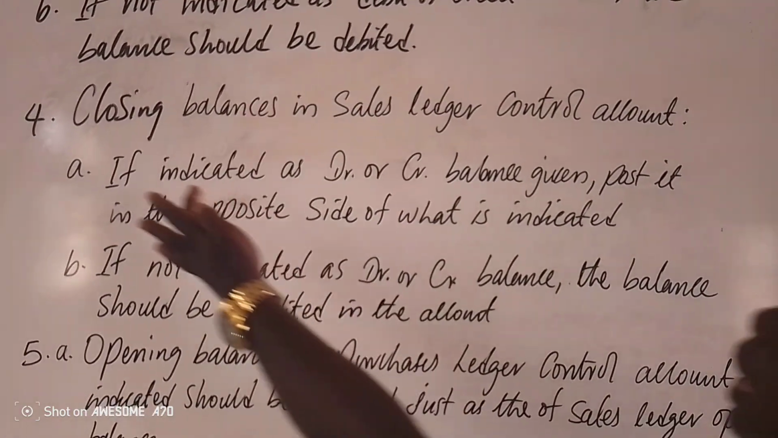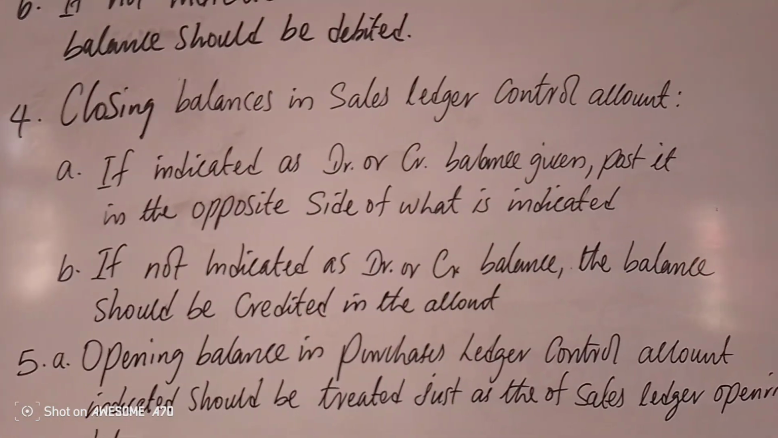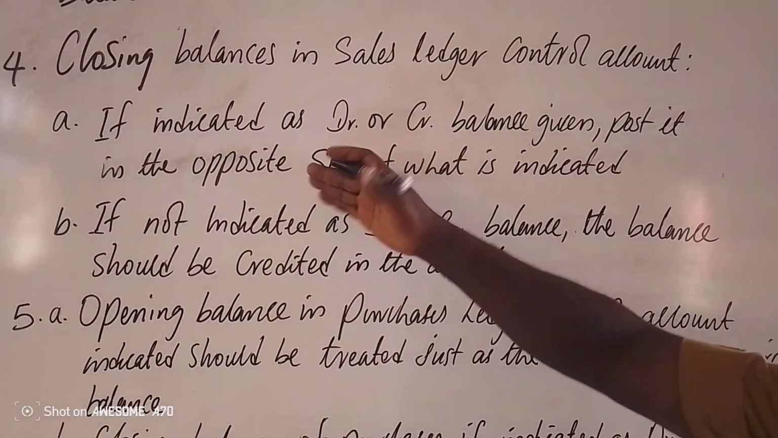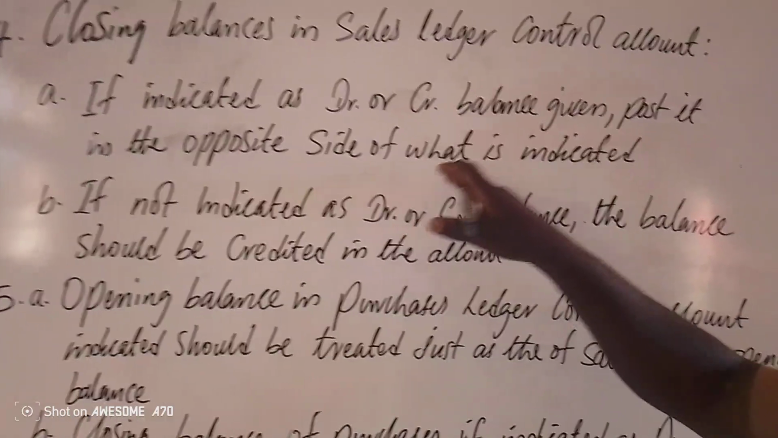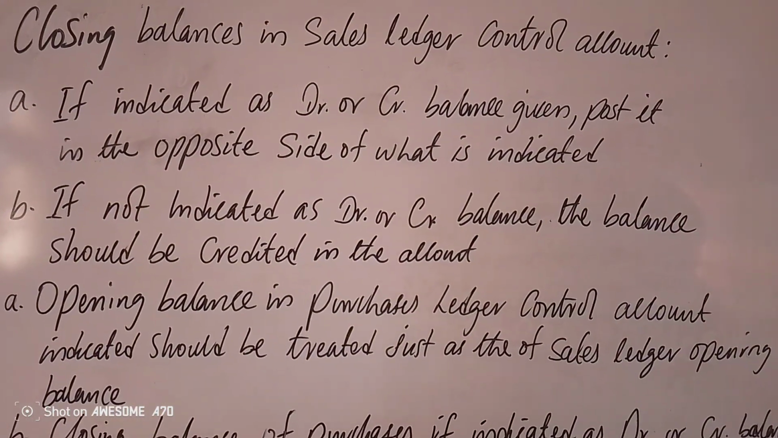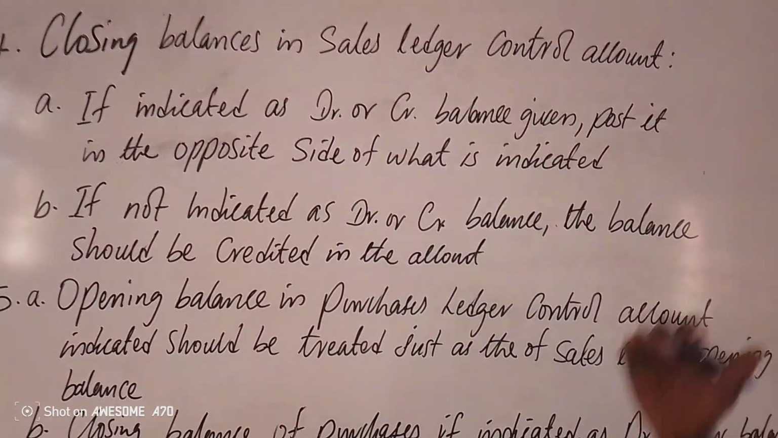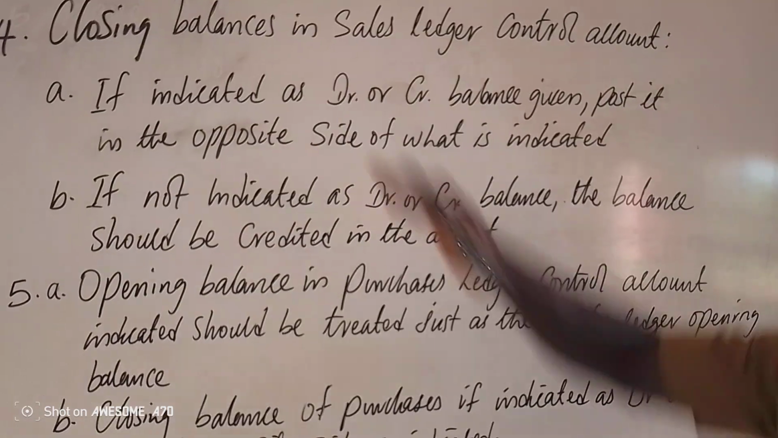Let's go to the closing balance of sales ledger. The closing balance of sales ledger account: if it is indicated as a debit or credit balance, post in the opposite side of what is given. Very confusing to learn, but it is correct. If it is indicated as debit or credit, please don't treat it as the opening balance. When indicated, the opening rule will not hold.